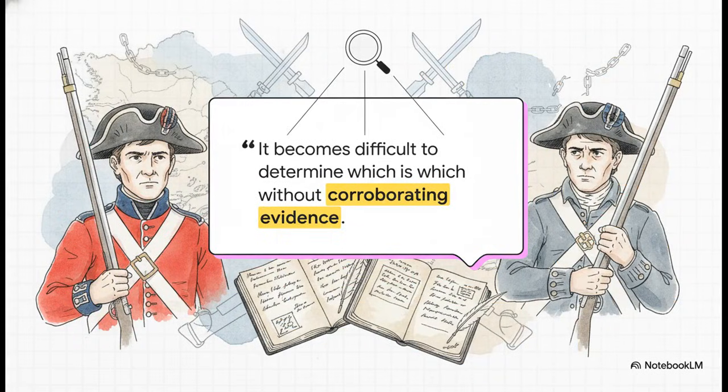But what happens when our sources totally disagree? Consider this classic historian's dilemma highlighted by the C3 framework. When reading accounts by a British soldier and a contradictory one by a colonial Minuteman concerning who was at fault during a bloody skirmish, it becomes difficult to determine which is which without corroborating evidence. We can't just flip a coin or say one guy is lying. We have to do the work and cross-check the facts.